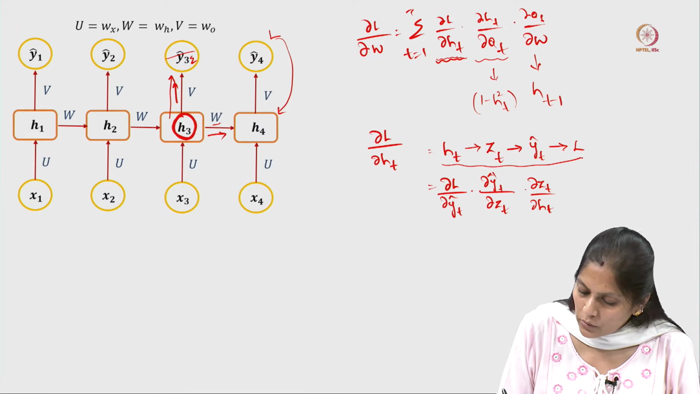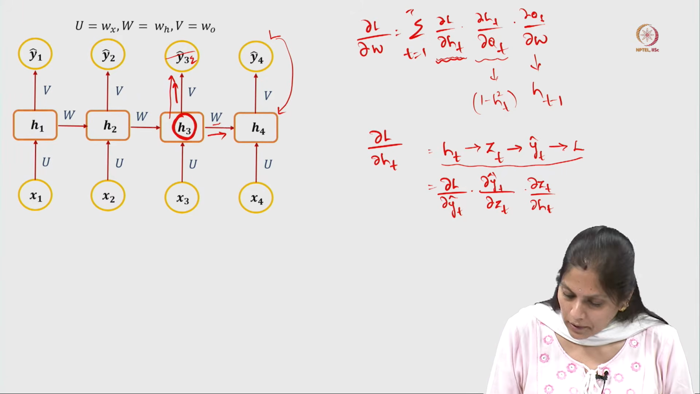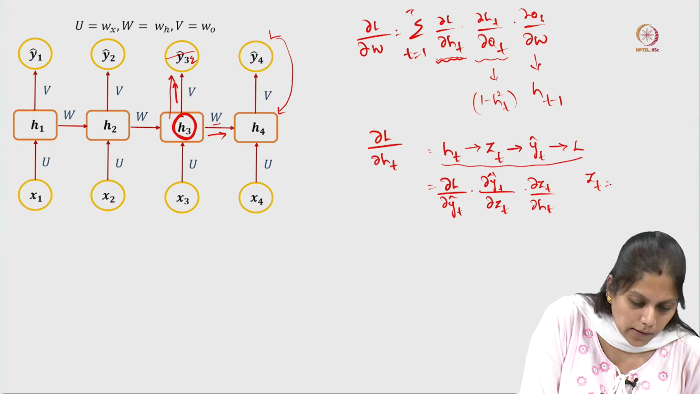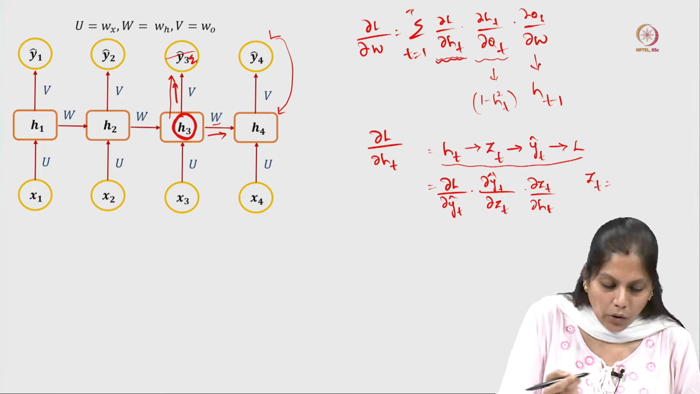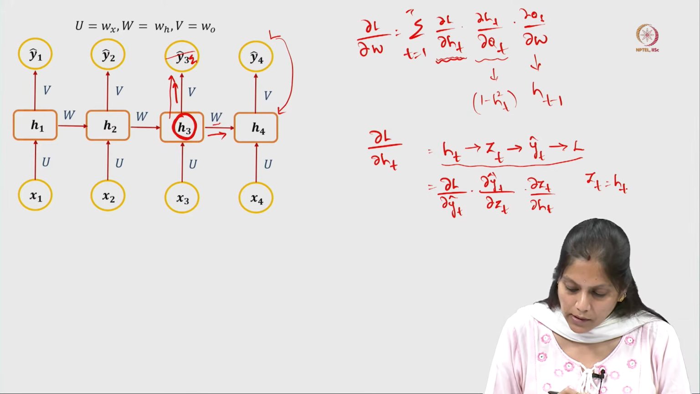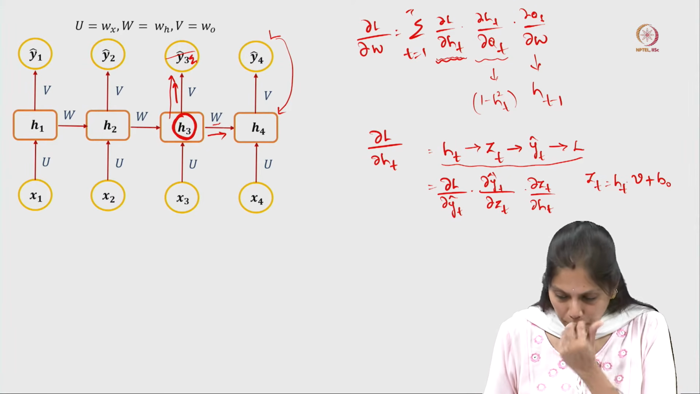This entire thing you are writing like this. Now let us calculate how you write ZT. What is ZT? ZT is this summation term. How will you write it? What is the input? It is HT. Write an equation for ZT: HT getting multiplied with V, and then the output bias term B naught.